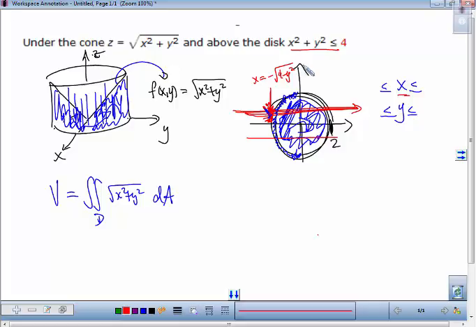What? Oh, because these are x values that are on the negative side of x. Oh, okay. Any other questions?